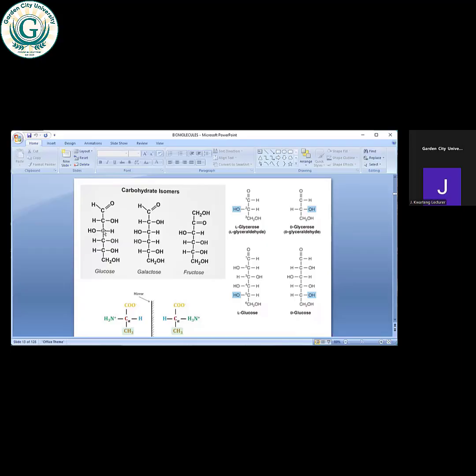If you look at them, you can see that they all have the same number of carbon atoms, that is 6. This one has 1, 2, 3, 4, 5, 6. So we call it what? An aldohexose. It's a hexose with an aldehyde functional group. There's also an aldohexose, and then there's a ketohexose.